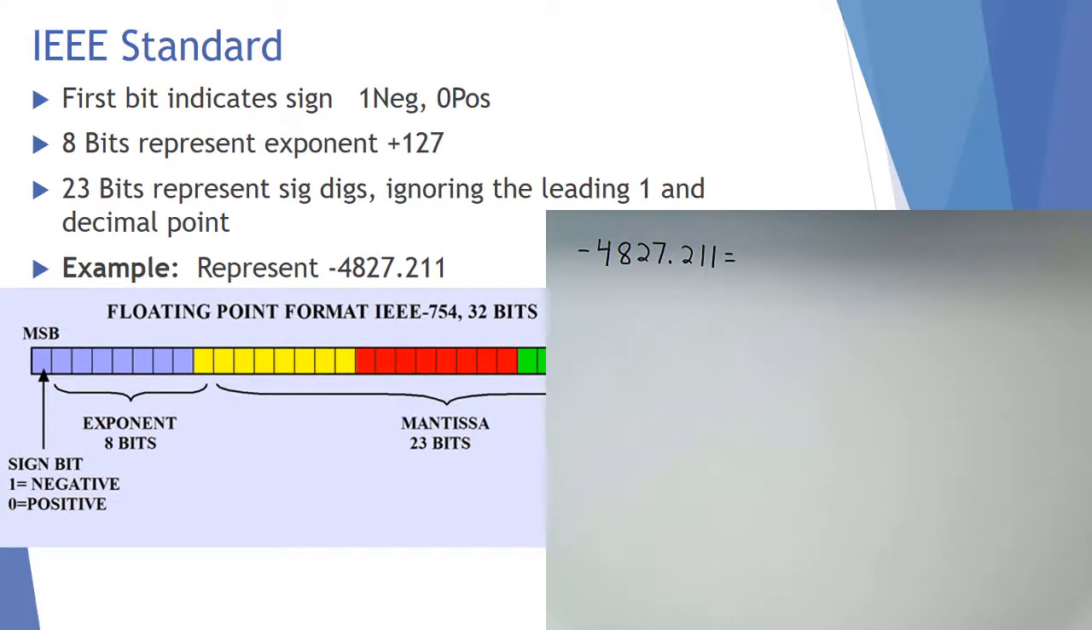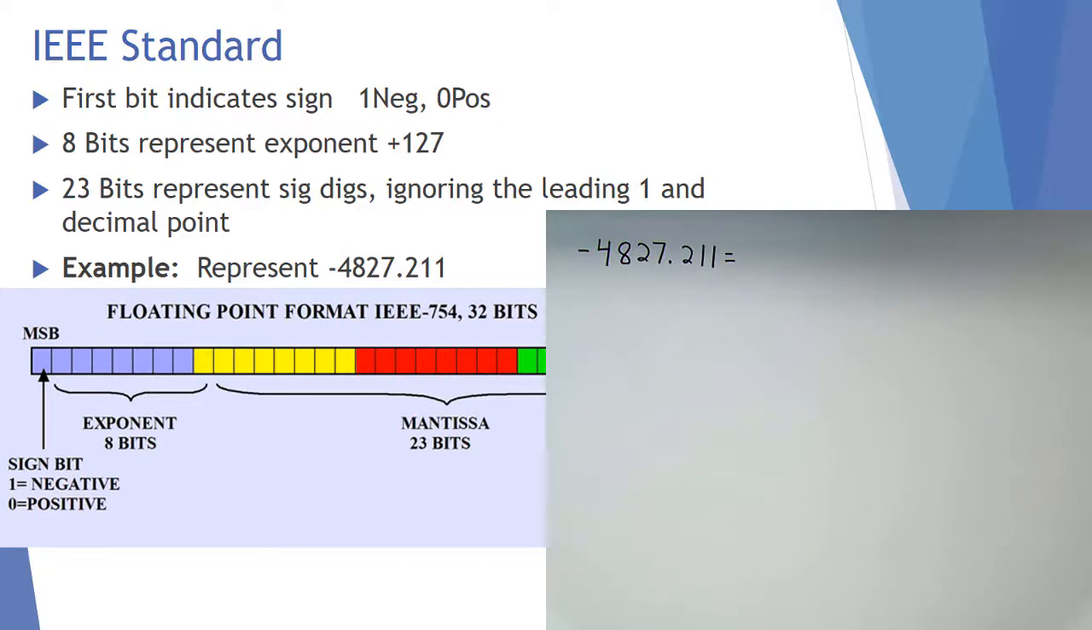Okay, let's do another example. This time as we work through the process, we'll fill in those 32 bits right on your screen there, so you can watch our progress in that way. Let's convert the number 4,827.211 that's currently in base 10 and store it using this 32-bit system.